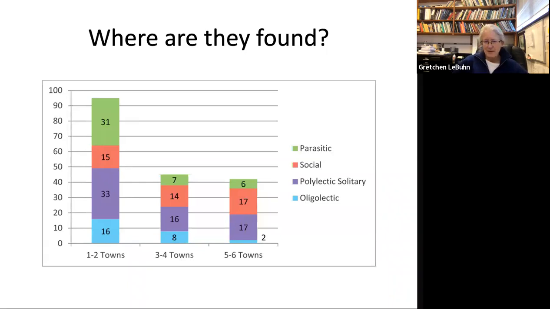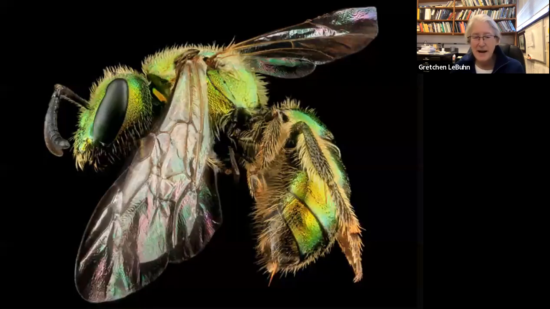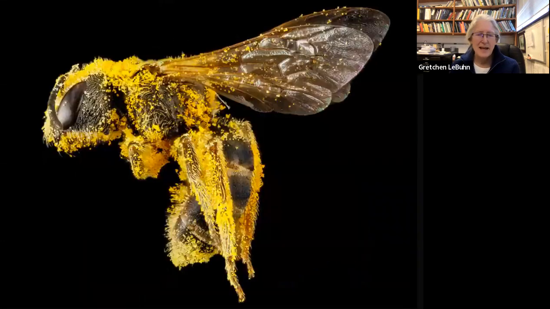So when I talk about bees, almost everybody gets the vision of a honeybee in their brain. And I'm just going to blast through a couple of pictures so that you have a visual for why one might fall in love with bees. And these are some of what I like to call glamour shots that Sam Droege, who works for the U.S. Geological Survey down in Maryland, and one of my students have taken of different bees. So this bee is an Agapostemon. It's a pretty common garden bee.